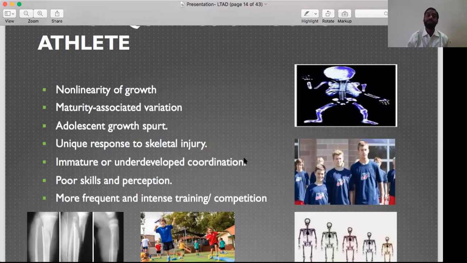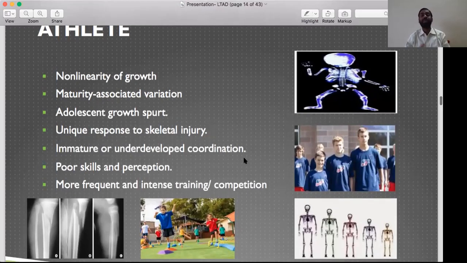They also have immature or underdeveloped coordination. Because their motor and cognitive skills are not very well developed, the chances of them getting injured because of poor coordination are extremely high. If I can't see how fast the ball is coming to me while I'm batting, there are high chances that I might get hit by the ball because my skills are not very well developed. So that's why poor skills and perceptions are also extremely important for us to consider.